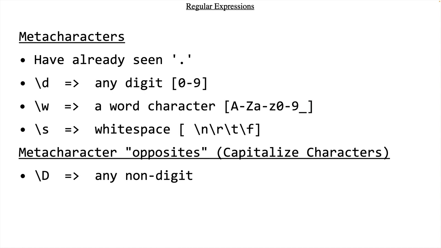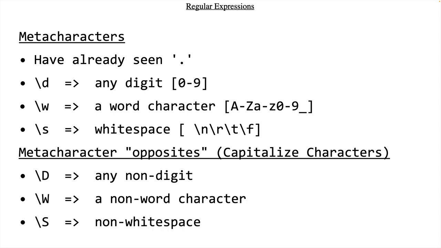So \D would be any non-digit. So at this location I can have anything I want, or anything except a digit. Likewise, \W is a non-word character, and \S is a non-white space character. So I can't have white space at this particular location. So those are some of the really common meta characters.